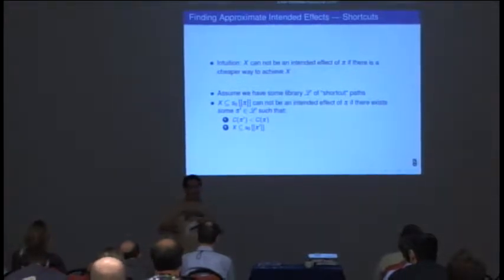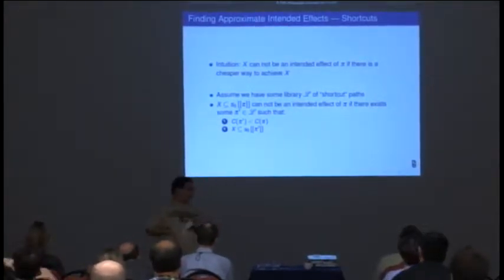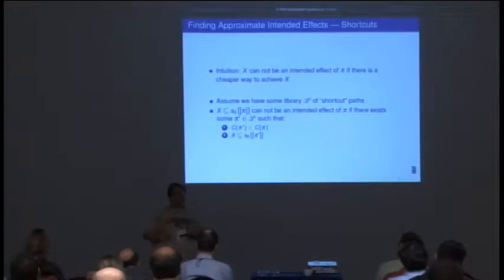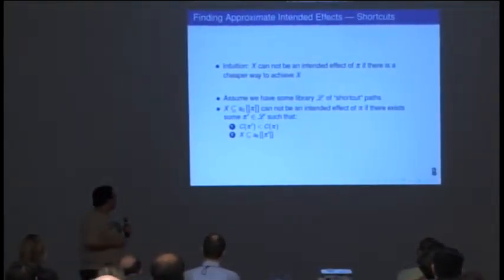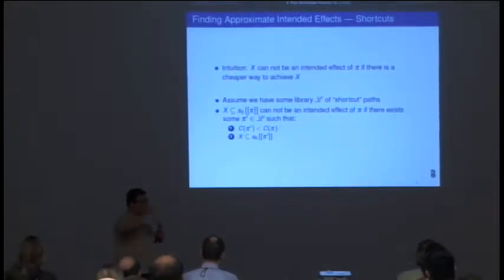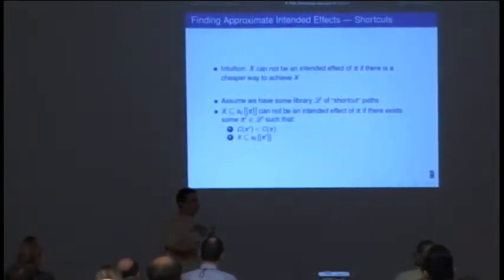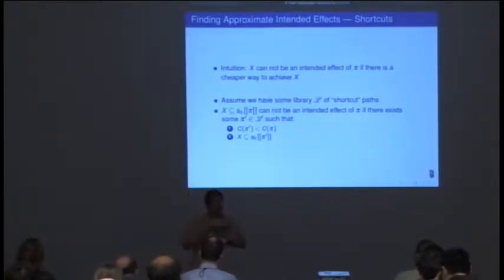The set of propositions X cannot be an intended effect of pi if there is a cheaper way to achieve X. All right? So if we have a path pi and it achieves something, then X, some part of what it achieves, cannot be an intended effect of pi if I can achieve only that part cheaper.